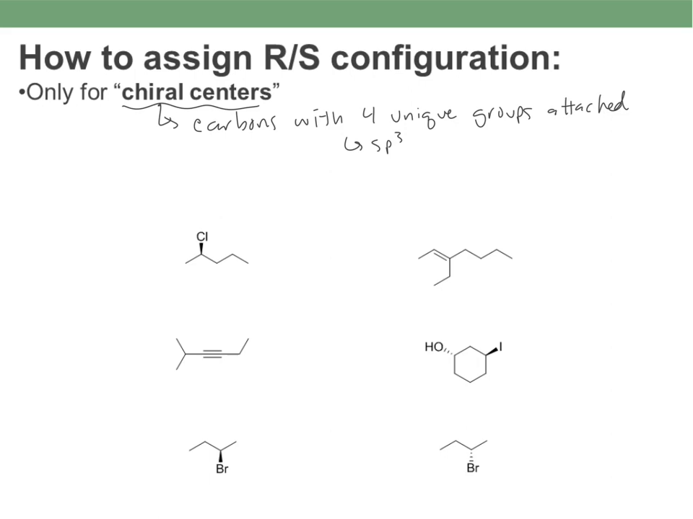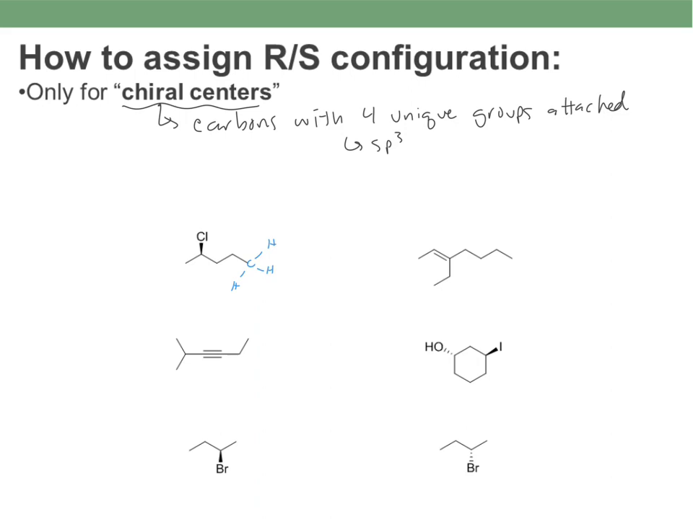So let's take a look at this first one down here. If I'm looking at this carbon out here, this is clearly not a chiral carbon because there's 3 H's on it, right? And so those H's are identical, therefore they're not unique. So that carbon that I drew in blue is not a chiral carbon.